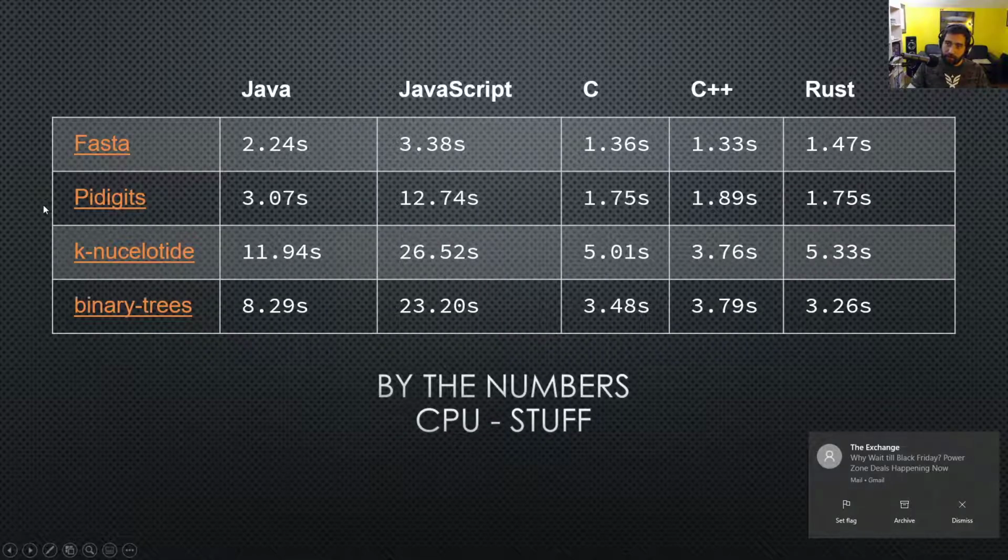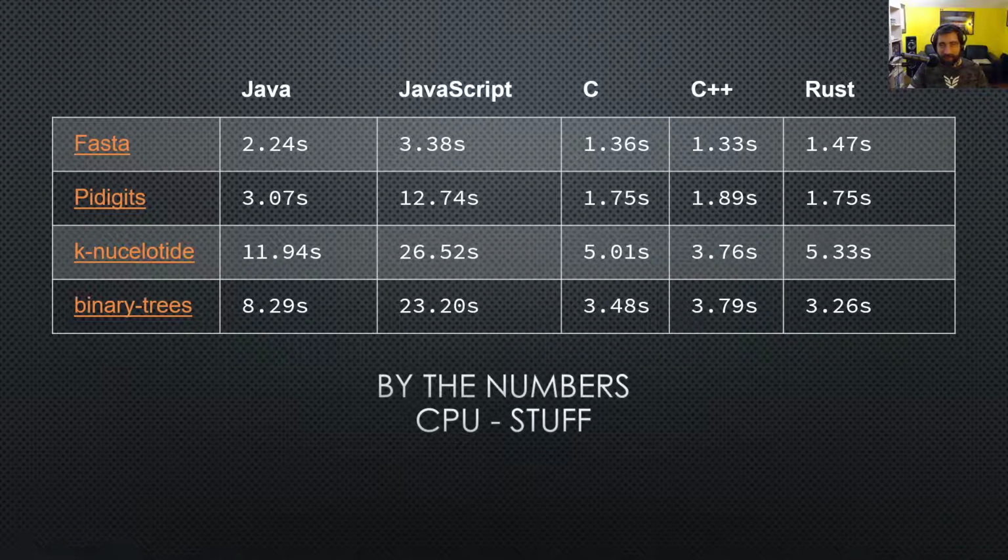So let's take a look at some performance numbers here. The key takeaway is that when you look at Rust performance for a variety of different sorts of algorithms, you can see it's roughly the same as C or C++. Sometimes better, sometimes worse, depending on how optimized some of the implementations are, but definitely faster than Java or JavaScript.